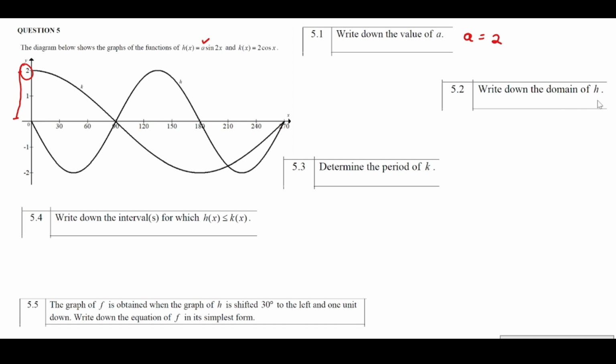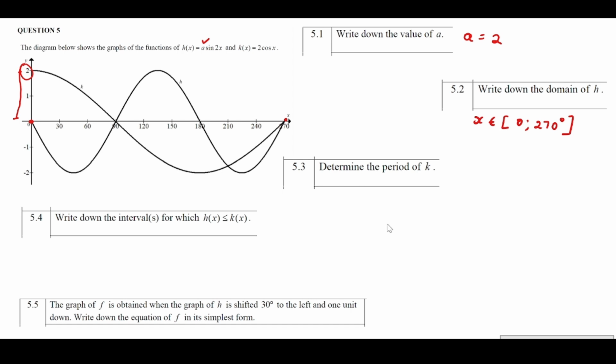5.2, write down the domain of the graph of h. Our graph of h starts here, and then it goes up and down, and then it ends here. So you're just going to say x is an element of from 0 degrees up until 270 degrees. That is your domain. Domain, you are looking at the x values. It's a set of x values.